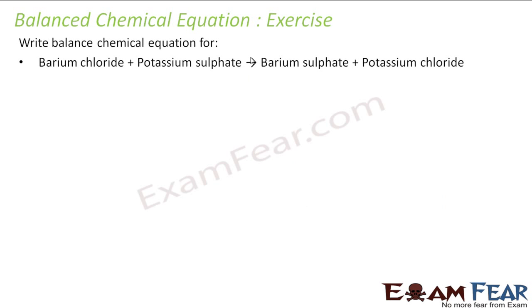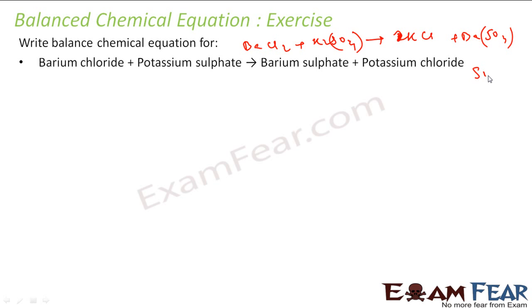We'll take one more example. Barium chloride plus potassium sulfate is equal to barium sulfate plus potassium chloride. So we have barium chloride plus potassium sulfate that gives potassium chloride plus barium sulfate. This is my formula. I have to balance this now.